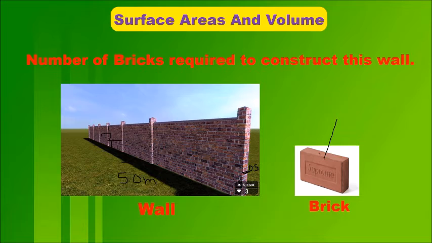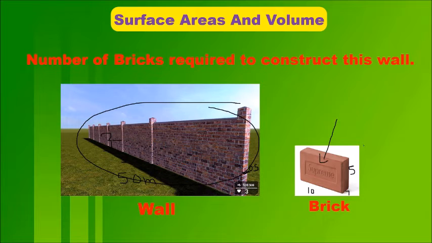Now this is the brick. This wall is made up of these bricks, and suppose the dimension of this brick is also given. Suppose the length of this brick is given 10 centimeter, breadth of this brick is given 7 centimeter, while the height of this brick is given 5 centimeter. If we want to find out the number of bricks used to make this wall, then in that case first of all we have to find out the volume of this wall. We can find out the volume of this wall by using the formula L into B into H, because the length, breadth and height all are given.